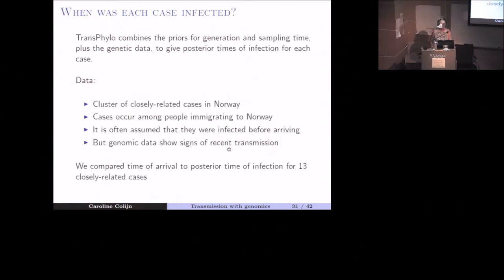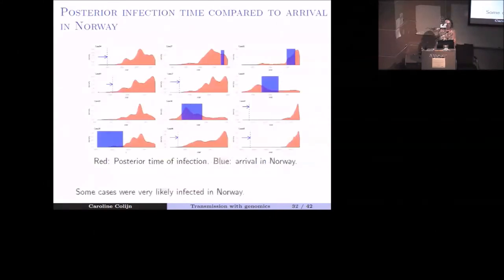All right, we can also look at when cases were infected. Some of you heard me talk about Norway in the meeting we just had. We had a cluster of closely related TB cases from Norway, and cases tend to occur among people immigrating to Norway from somewhere else. And the Norwegian public health system has kind of implicitly assumed that they must have been infected before they came to Norway, because TB rates in Norway are pretty low. So that's a kind of reasonable assumption. So we ran our method.